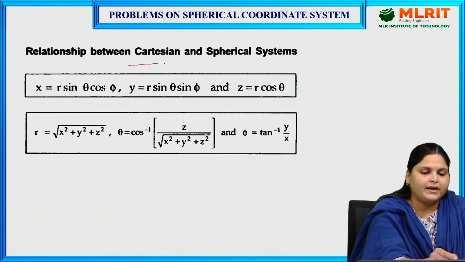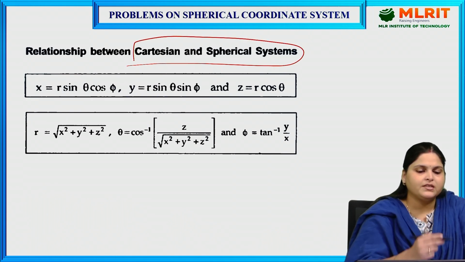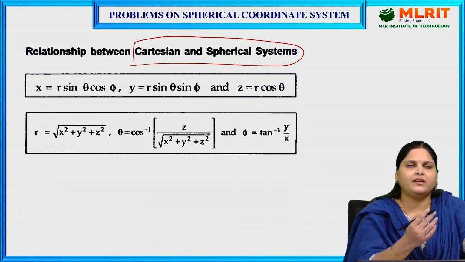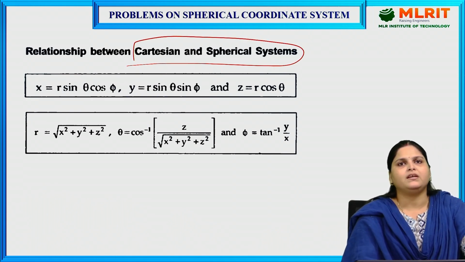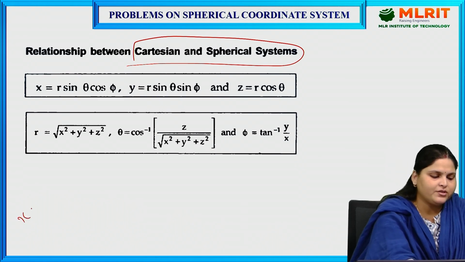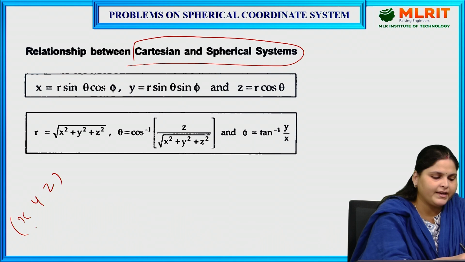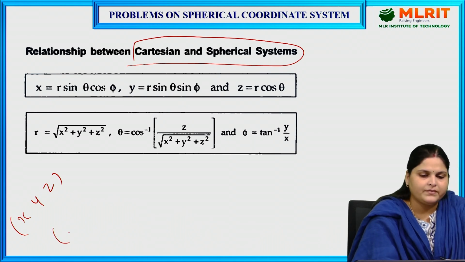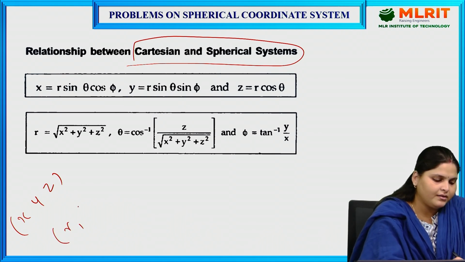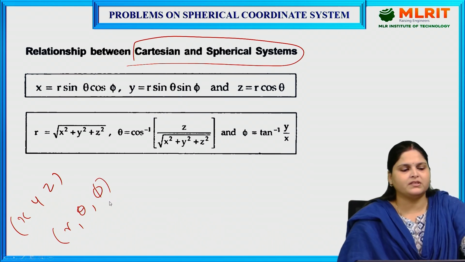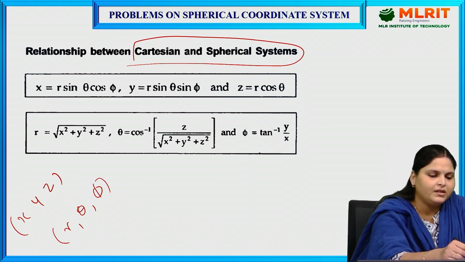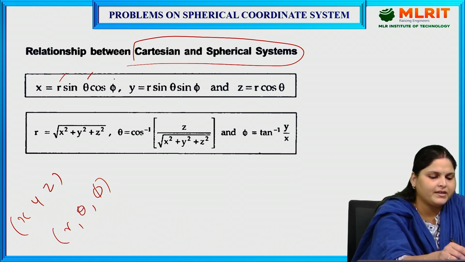We can also write the relation between the Cartesian and spherical systems in a similar way to how we wrote the formulas for the Cartesian and cylindrical systems. The coordinates of the Cartesian system are x, y, z, and for the spherical system they are r, theta, phi. They are interchangeable by using these formulas. So suppose theta, phi and r are given.